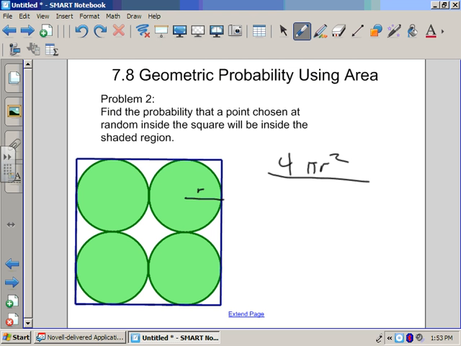What's the area of the entire square? Well, if this is r, then this is r, and this is r, and this is r. My side length is 4r. My other side length is 4r. The area of the square, therefore, must be 16r squared. The r squareds will cancel out. 4 goes into 4 one time, 4 goes into 16 4 times, and the probability that I will lie within one of these circles, if I lie within the square, must be pi over 4.